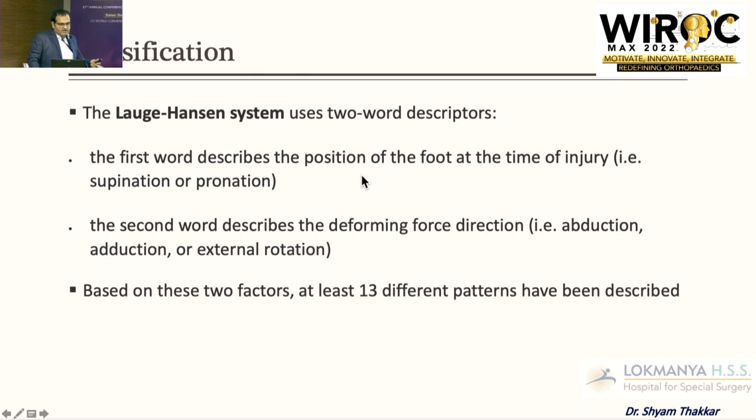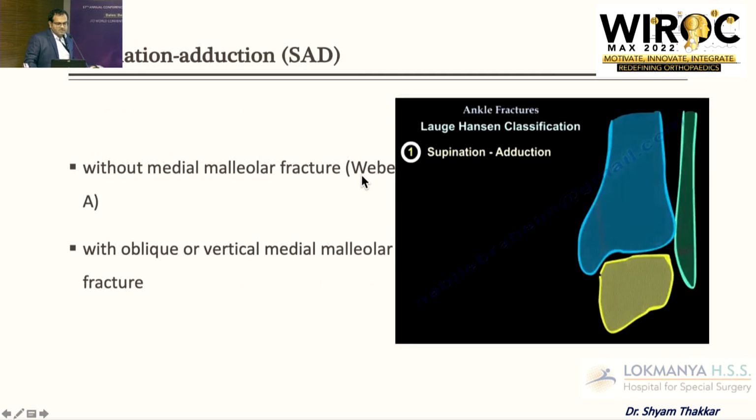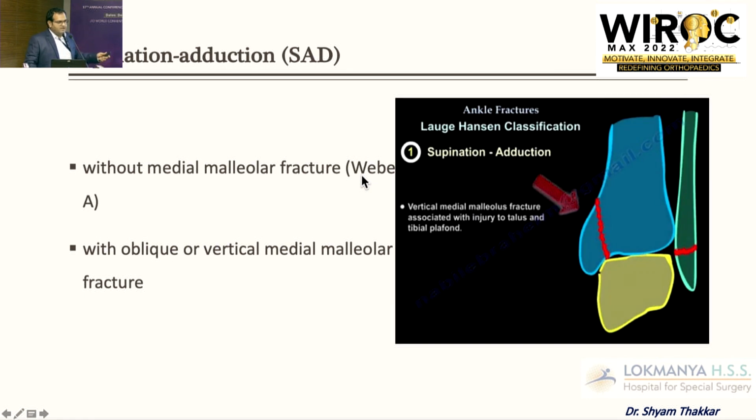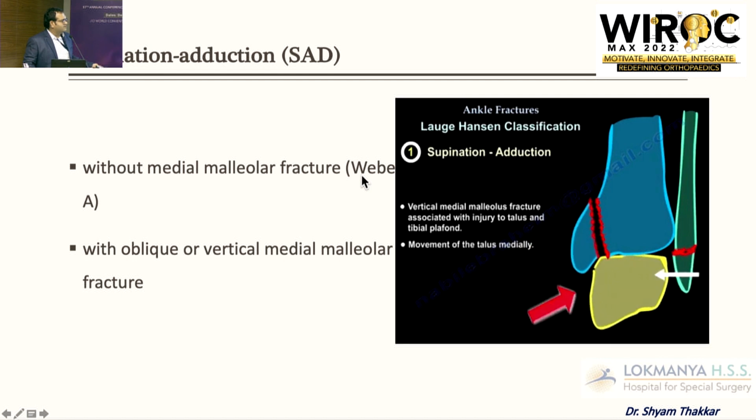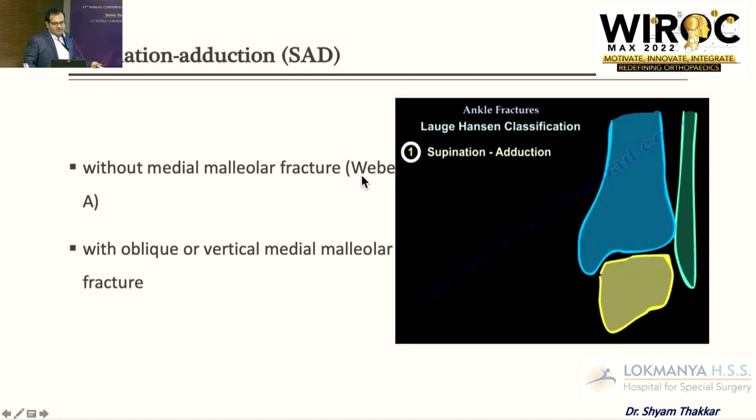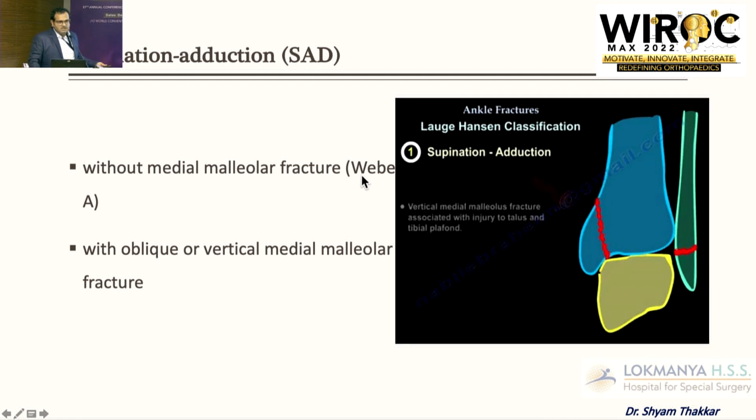So let's understand the Lauge-Hansen classification, which many of us, even I, had a difficult time understanding. I tried to simplify it. So the first word is the disposition of the foot, is it pronation or supination, and the second word is the force acting: adduction, abduction, or external rotation. So if we see the first, supination adduction, the injury starts with the supination of the talus, first the transverse fracture of the fibula, followed by the vertical shear fracture of the medial malleolus. The deltoid is less likely injured in such cases, but it may be.